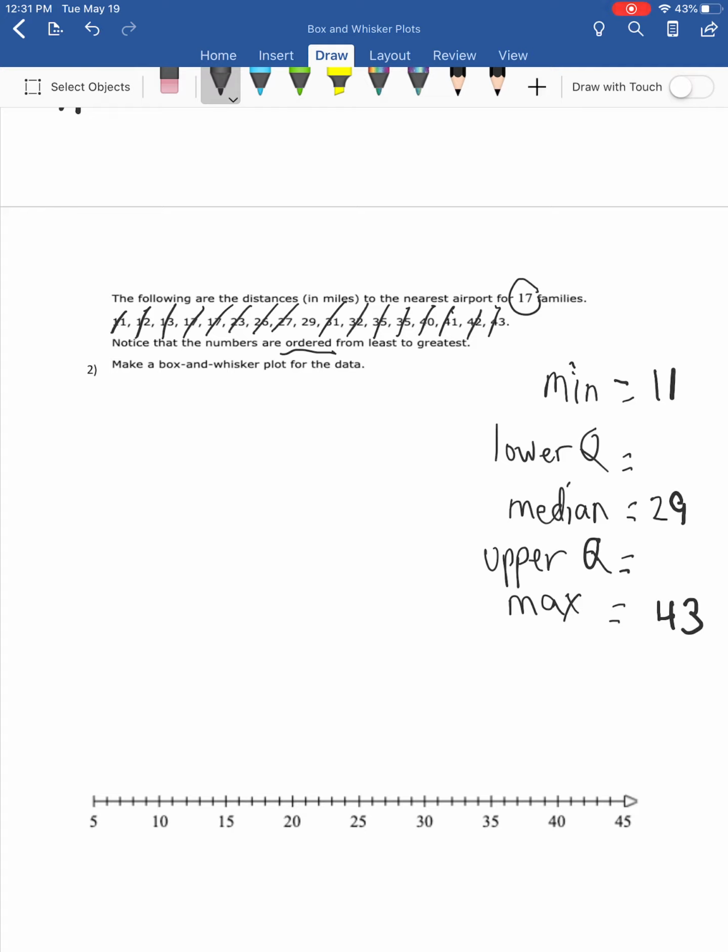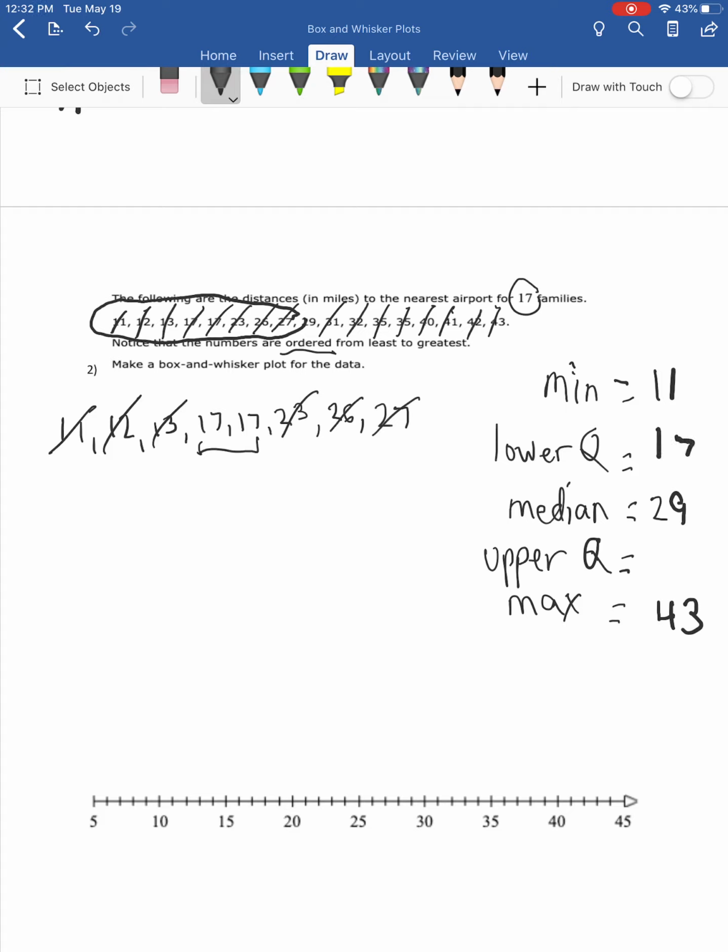All right, for the lower quartile, we're going to take everything that's below our overall median, 29, so these values over here, and we're going to get the median of those. So we have 11, 12, 13, 2 17s, 23, 26, 27. So the median of those, you have 2 in the middle, they're both 17, so the median of those is still going to be 17. So the lower quartile value is 17.